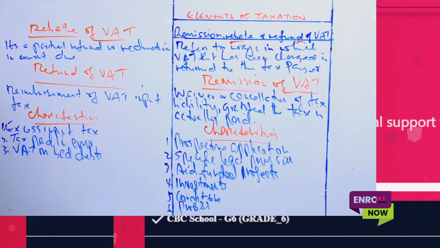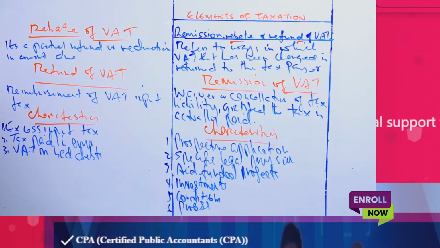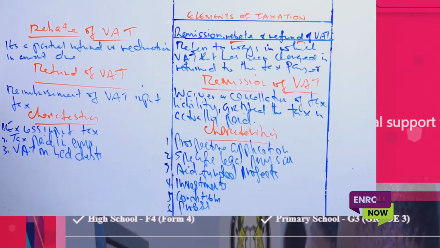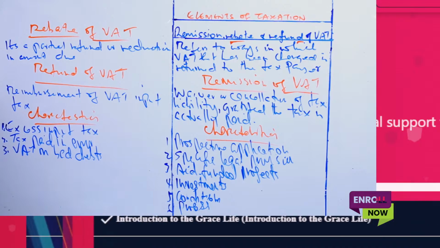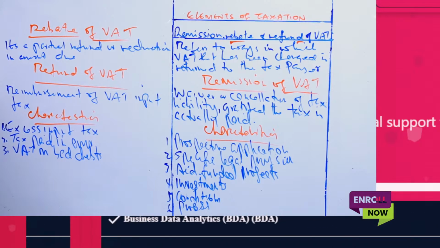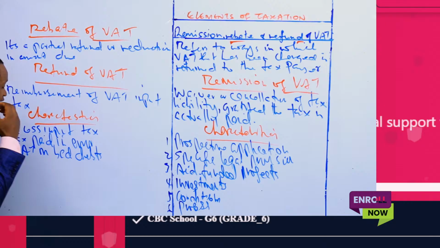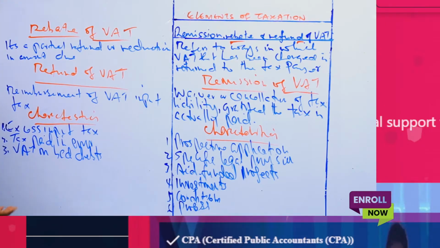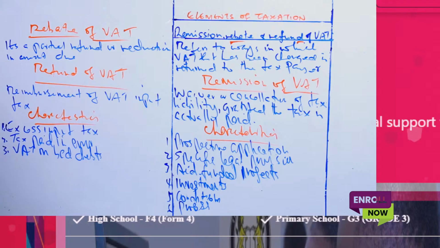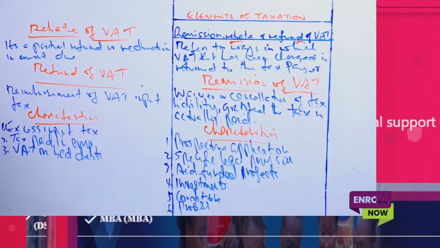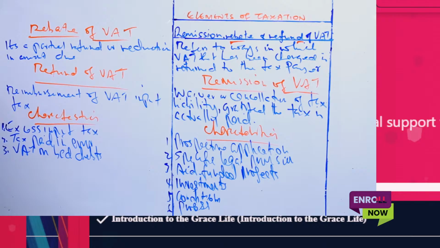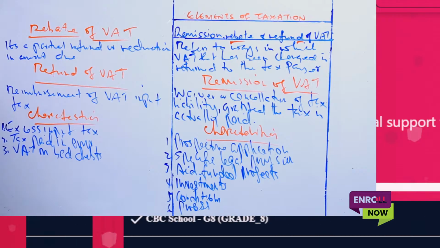A VAT registered person who has supplied goods or services, accounted for and paid VAT on that supply, but has not received payment from the customer, can apply for a refund of the VAT component. But of course, that comes with certain conditions. One condition is that the claim can be made after 3 years from the date the supply was made. Another condition is that the claim must be made within 5 years from the date of the supply.